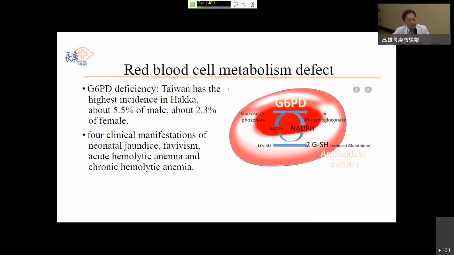This is not very common, but it's considered common in Taiwan. I don't know about Malaysia, because this has some racial differences. In Taiwan, the Hakka race has the highest G6PD deficiency rate, about 5.5% in males and 2.3% in females.